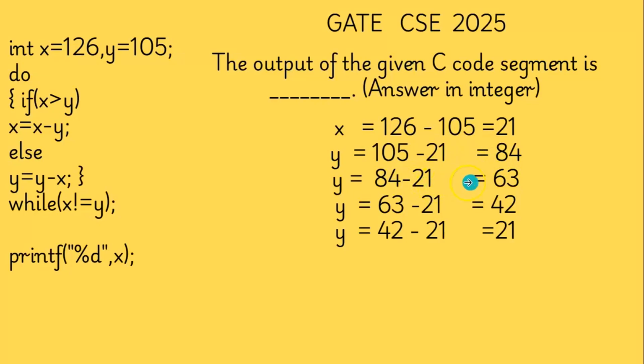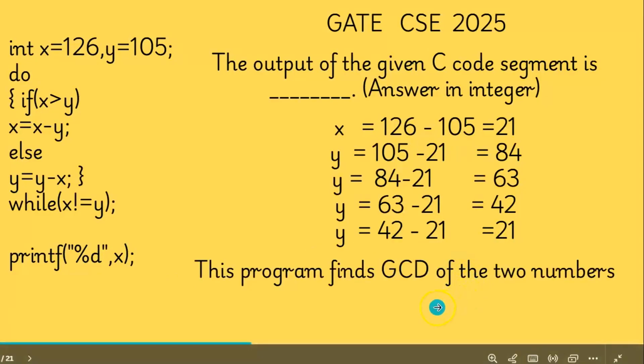So again y is equal to y minus x will be executed. So 84 minus 21, 63. Similarly, 63 minus 21, 42. Then 42 minus 21, 21. Now what happened? Both x and y are the same value. So when you exit the loop, you print the value of x. So what is the value of x now? 21. So the output is 21. Actually, this program finds the GCD of two numbers.